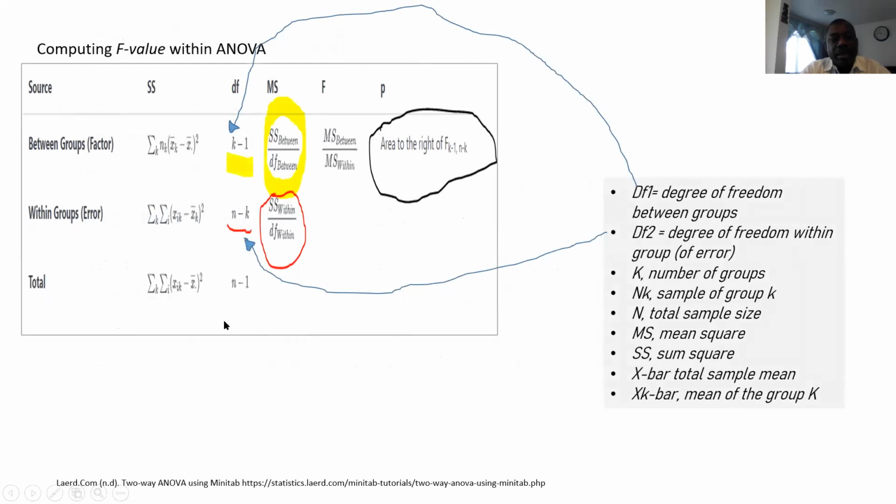On the right side. And then the total will be, in terms of degree of freedom, n-1. Total sample size, -1. So the p-value is computed based on this value.